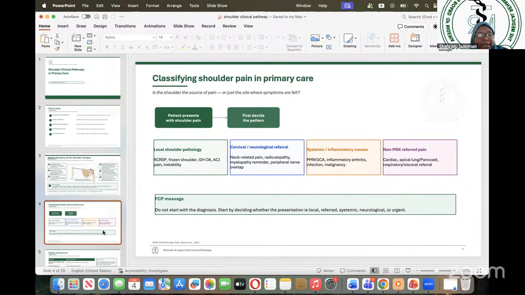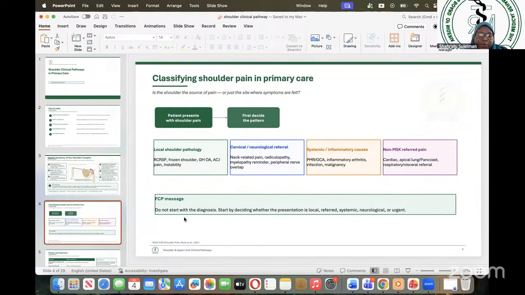Or we think about cervical neurological referral. Is it coming from the neck? Is it a radiculopathy type of pain that is mimicking shoulder pain? Is it myelopathy, anything that has to do with myelopathy or some other peripheral nerve overlap? Again, looking into systemic or inflammatory causes, as in the case of polymyalgia rheumatica or giant cell arteritis, other inflammatory arthritis, infection, and malignancy, or is it complete non-MSK referred pain? Maybe referred pain from the cardiac, or apical, like in the case of a pancreatic tumor, or a referral from the respiratory system or other visceral referrals?